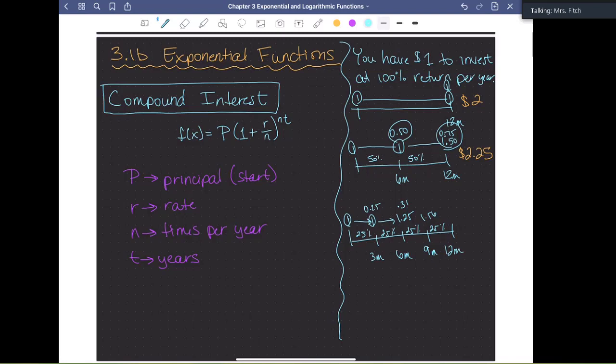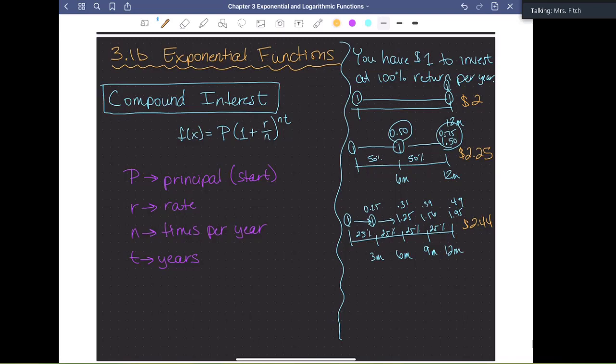Should have done this math ahead of time, huh? 1.56 times 0.25, so that's going to be another 39 cents, plus my $1.56. So now I have a total of $1.95, but then they're going to pay me 25% of that, which is going to be 49 cents. And so at the end of the year, I now have $2.44. That's even better, right?